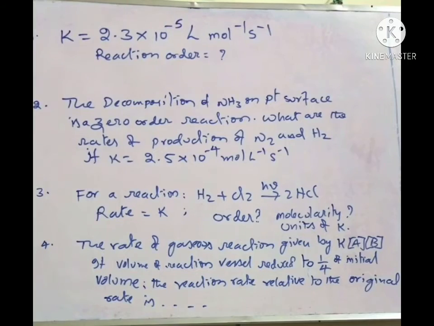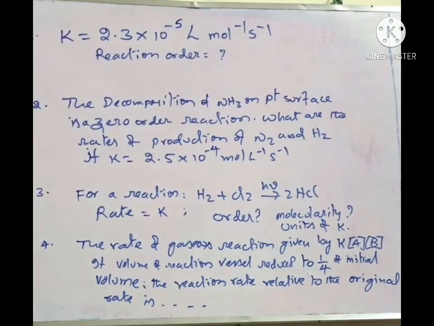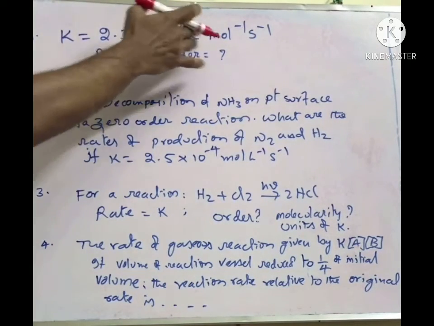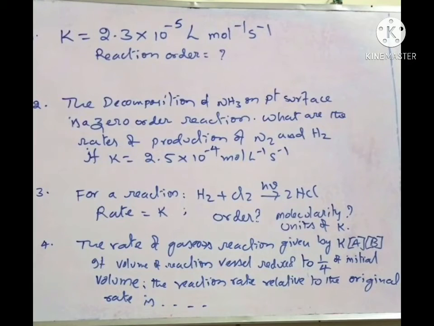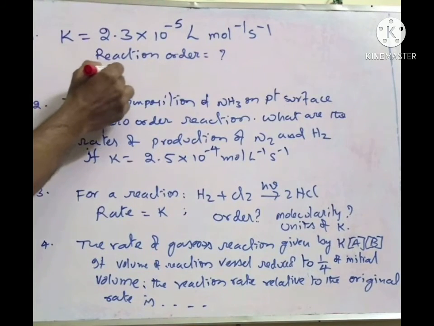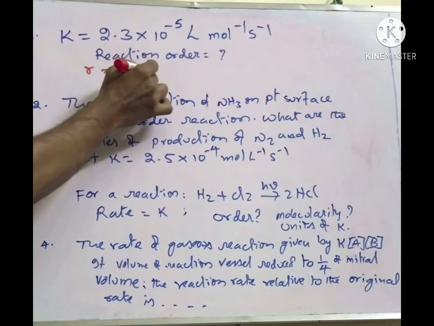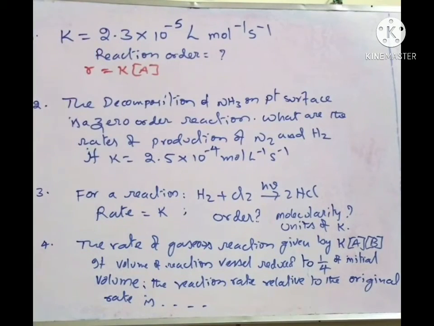In order to find out, one needs to know the units for the reaction rate constant of each order. If we know, we can easily identify. For example, this is for a second order reaction. How to know? If you don't know that, then we need to find out. For that, we need to write a rate equation: rate equals the constant into the concentrations of the reactants.